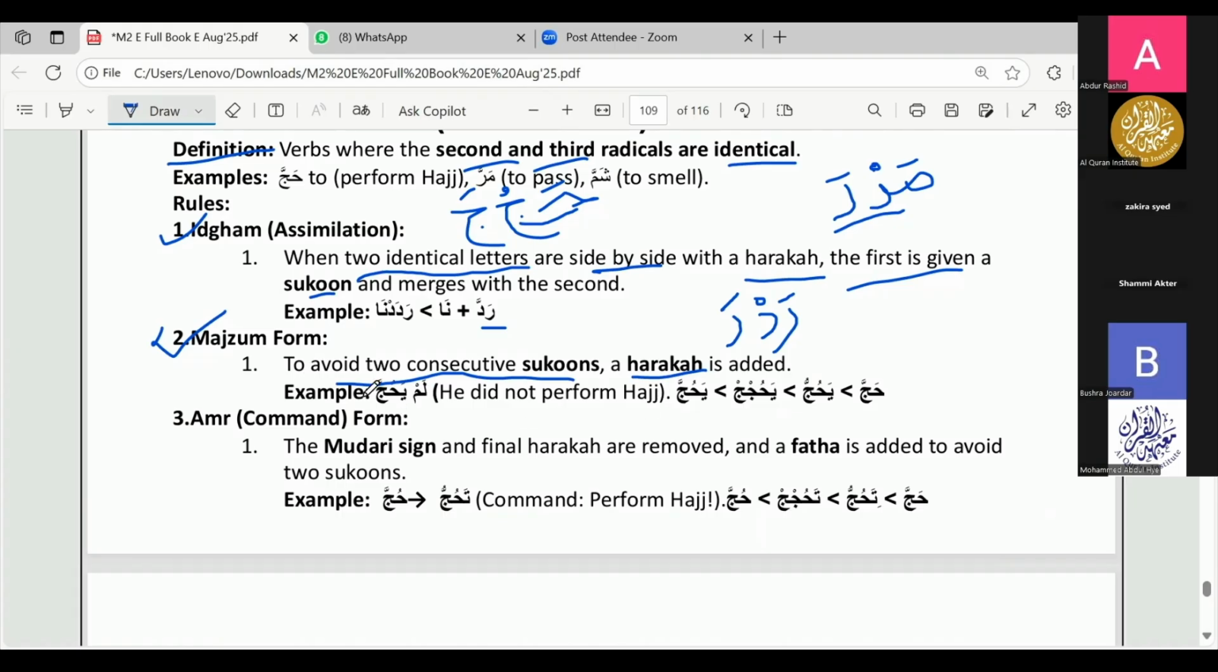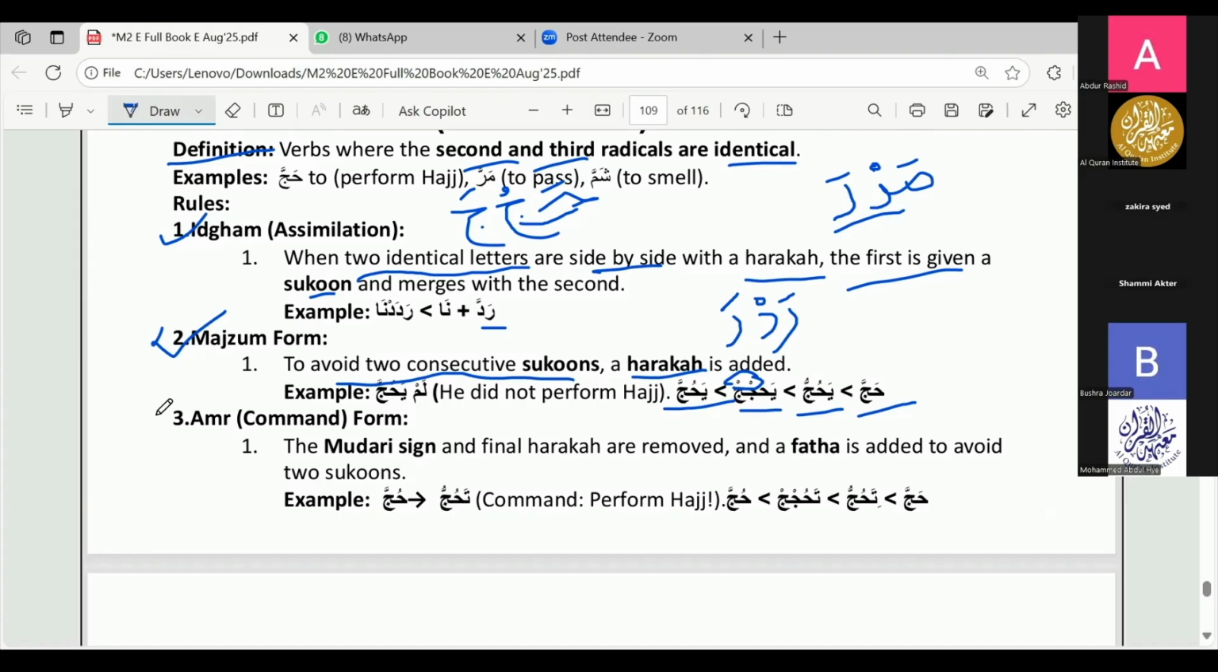So let's look at this example: yahujja. Here hajja is the madi verb, and when it is mudari, it is yahujju. When it is in majzum, we can see both of the jim have sukun. These two sukun cannot go side by side, so one haraka is added, which is fatha. So yahujja is the form of mansub.